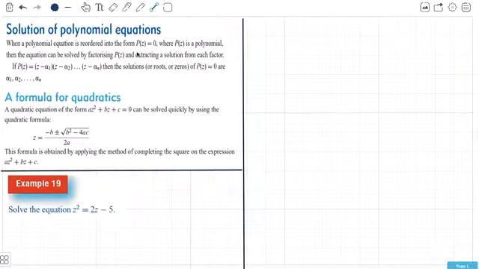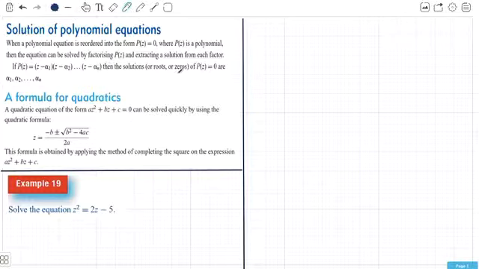This section's about solving polynomial equations. We've already done essentially that with the factoring anyway, because once you've found a factor, what the fundamental factor theorem tells us is that a factor is equal to a solution when we set that factor equal to 0.